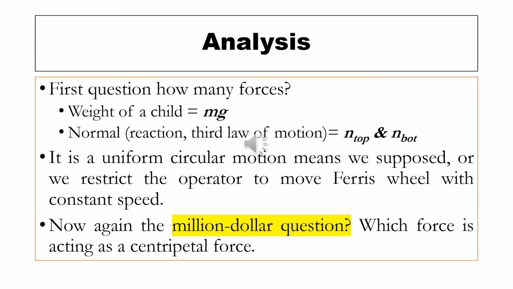Okay, now you have to analyze the situations. You have only two forces, weight and the normal. Normal at the top and normal at the bottom. It is a uniform circular motion. Again, we restrict the operator to move the Ferris wheel with a constant speed. Now again the million dollar question, which force is acting as a centripetal force?